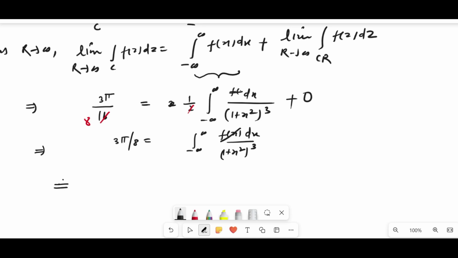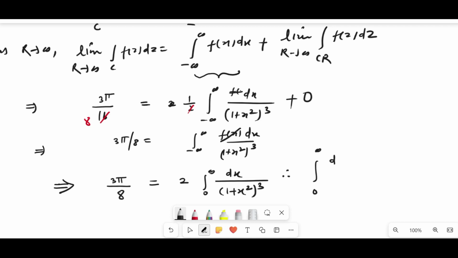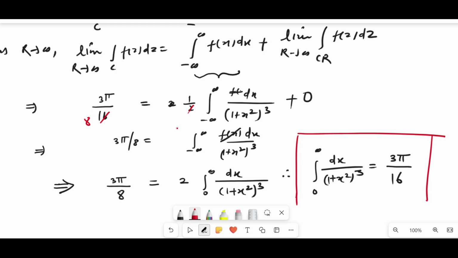It implies 3 pi over 8 will be equal to 2 times the integral from 0 to infinity of dx over 1 plus x square to the whole power 3. Therefore the value of the integral from 0 to infinity of dx over 1 plus x square to the whole power 3 is equal to 3 pi over 16, and this is our required final answer.